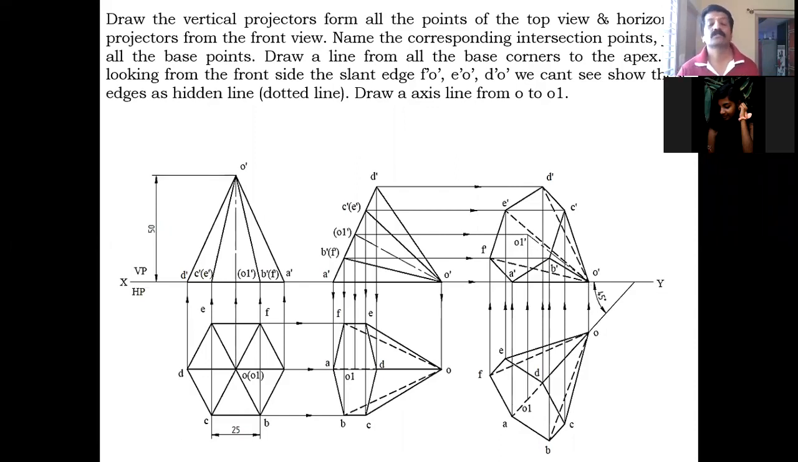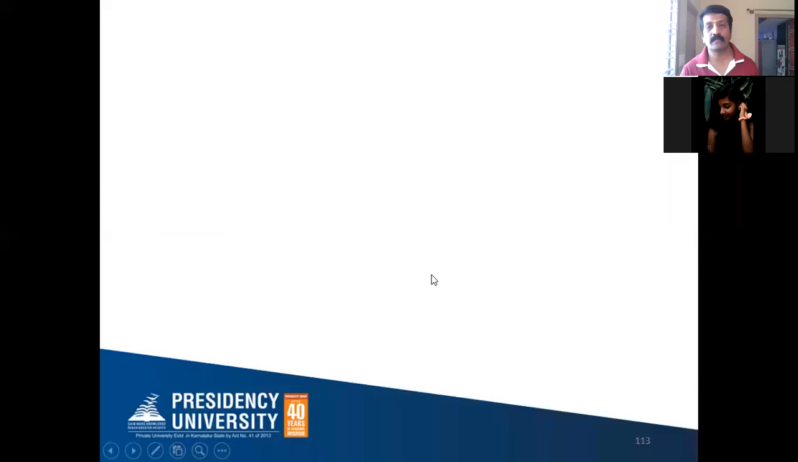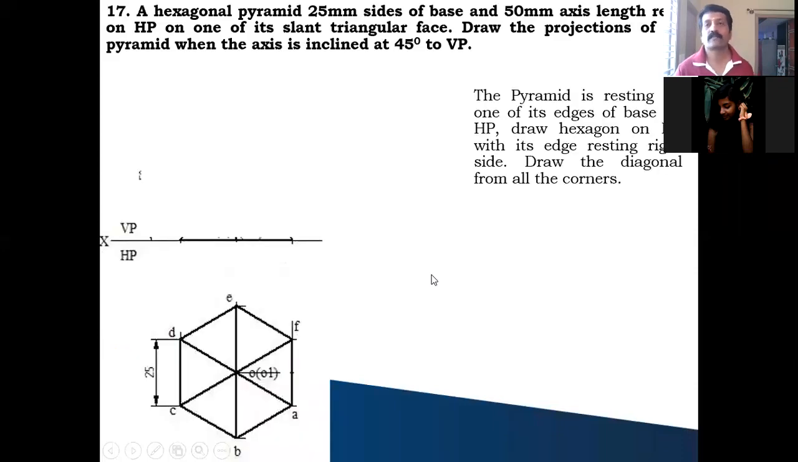So this is how you have to complete the orthographic projection of the hexagonal pyramid, wherein it is resting on one of its slant edges. Okay. Similarly, the last possibility in this special case: we will discuss the hexagonal pyramid resting on one of its slant triangular faces.